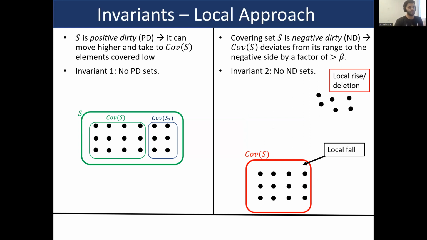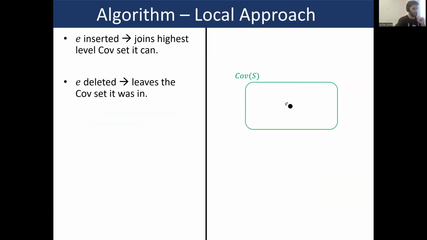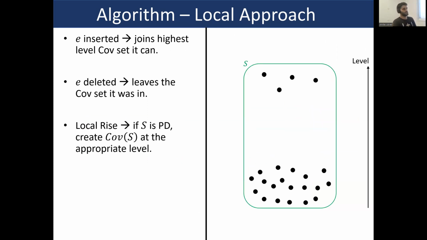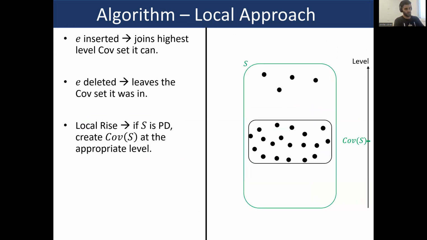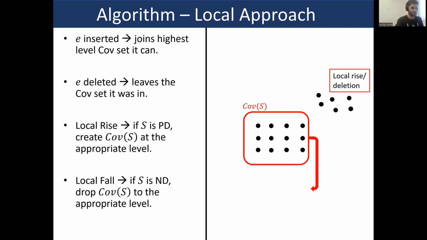With these two invariants, you can see that we maintain the fact that all sets will be clean, or they won't be too dirty by a factor of more than beta. And also all elements will be at the highest level that they can be. So these two invariants help us coincide, up to a factor of beta and a bit, with the static case. Like we said, we went over the insertions and deletions, and once there's a local rise, Cov will rise and fall, which we also discussed.